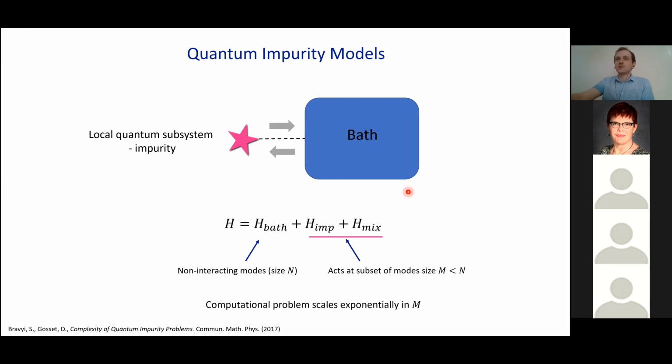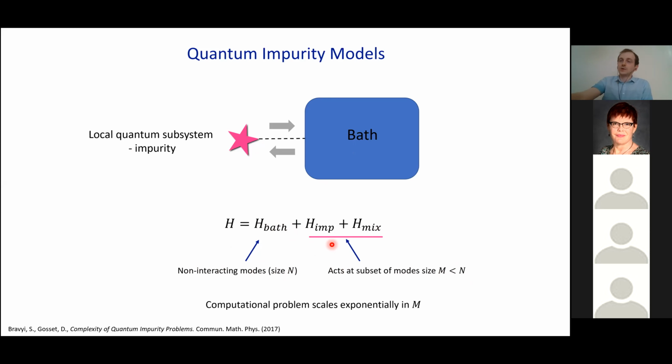In a very general sense, a quantum impurity model describes a local quantum subsystem, which is called the impurity, which interacts with a bath of otherwise non-interacting modes. So the Hamiltonian of such a system contains a non-interacting part, a bath Hamiltonian, which might in general be, for example, quadratic in creation and annihilation operators, and it has some size n. And then the impurity part, which acts on some subset of modes m, in general less than n, and it brings interaction to those modes.